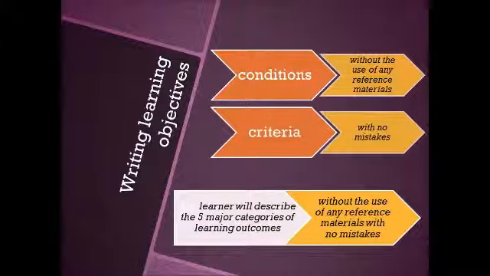Of course, as Caffarella mentions, there are other authors who have suggested 2 additional components. The conditions under which the learning is to be demonstrated, such as without the use of any reference materials, and the standards or criteria for acceptable performance, such as with no mistakes, leaving you with the longer, more precise example of the learner will describe the 5 major categories of learning outcomes without the use of any reference materials with no mistakes. I find this format clear and easy to use, similar to the SMART goal concept.